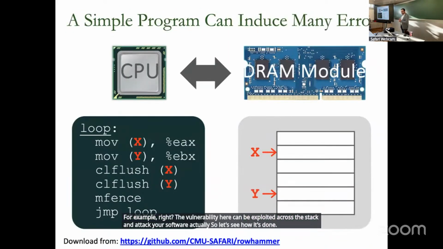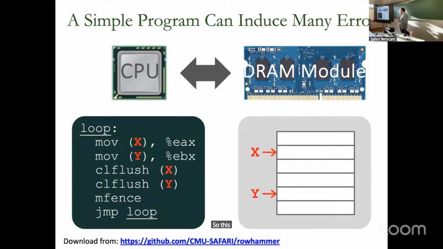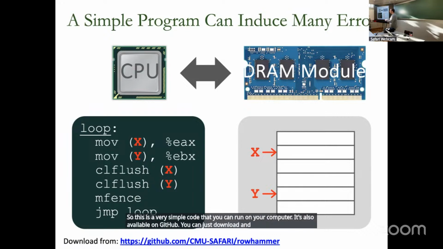This is a very simple code that you can run on your computer. It's also available on GitHub. You can just download it, compile it, and see if you get any errors on your computer today. Probably, if your computer is new enough, the active countermeasures will mitigate most of the bit flips, so you might not observe any today. But if you're persistent enough, if you're really stubborn about it, you can make it work.